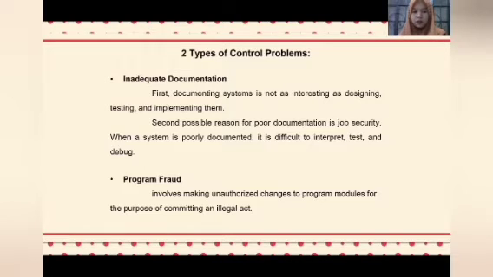Another control problem is the program fraud. When the original programmer of a system is also assigned maintenance responsibility, the potential for fraud is increased. Program fraud involves making unauthorized changes to program modules for the purpose of committing an illegal act. The original programmer may have successfully concealed fraudulent code among the thousands of lines of legitimate code and the hundreds of modules that constitute a system. For the fraud to work successfully, however, the programmer must be able to control the situation through exclusive and unrestricted access to the application's programs.